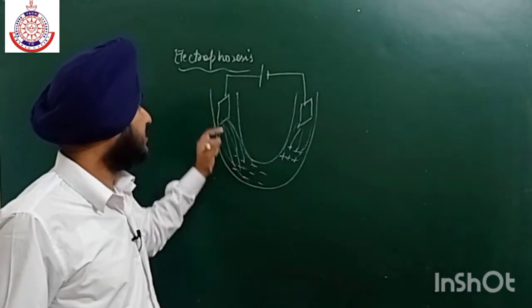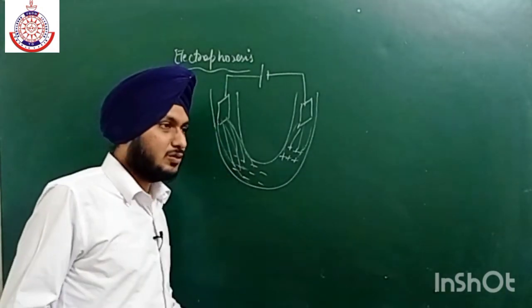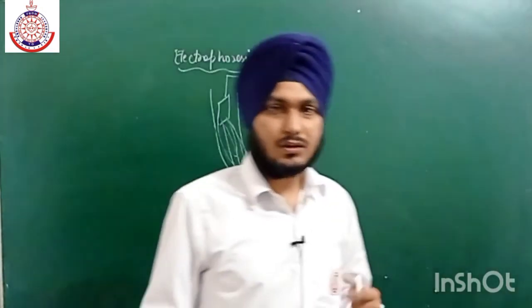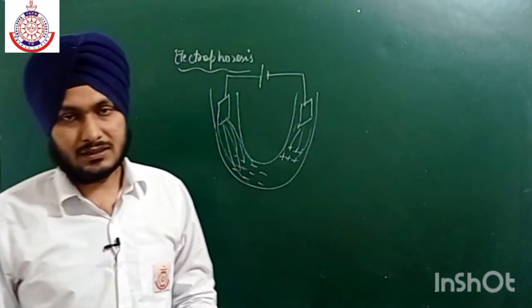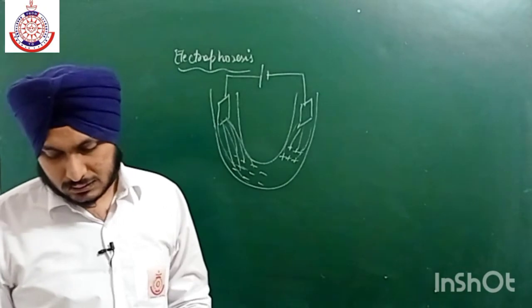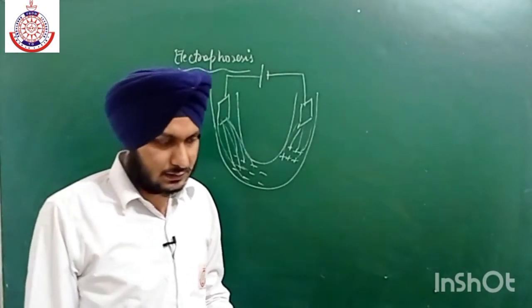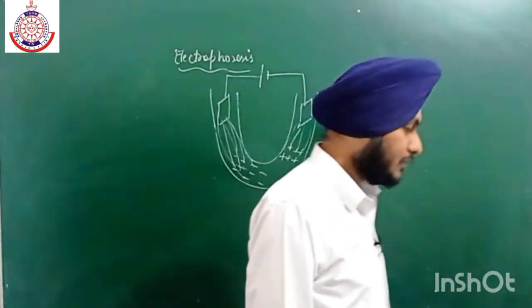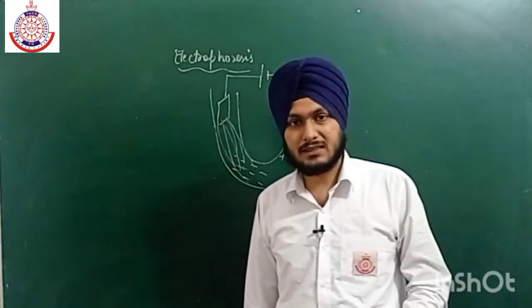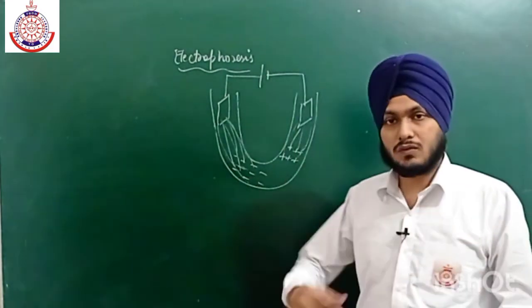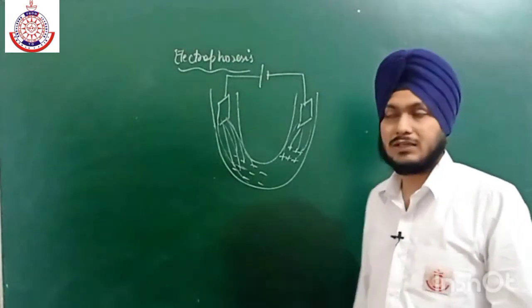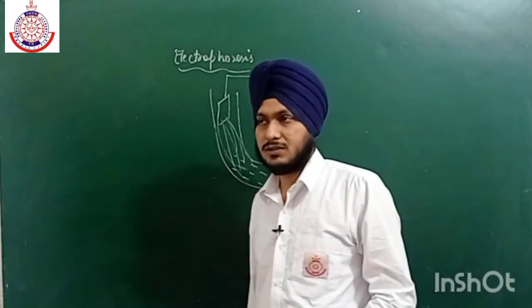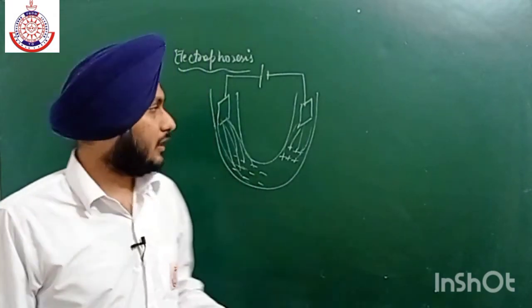So electrophoresis is also a very good method to coagulate a colloidal solution. In order to coagulate a colloidal solution, we can easily use this method. This is known as electrophoresis, the phenomenon of movement of colloidal particles under the influence of electricity towards the oppositely charged electrodes. So this is all about electrophoresis.